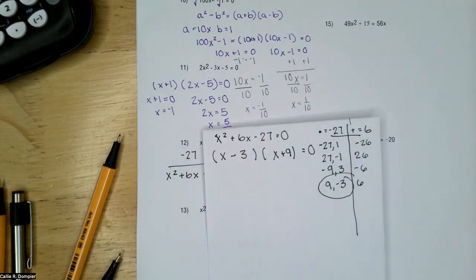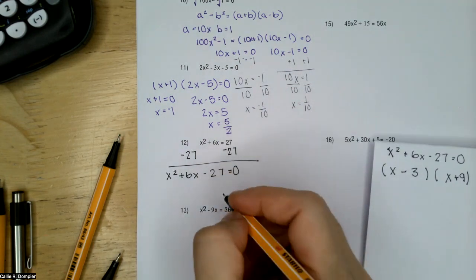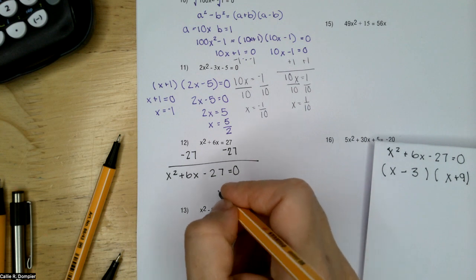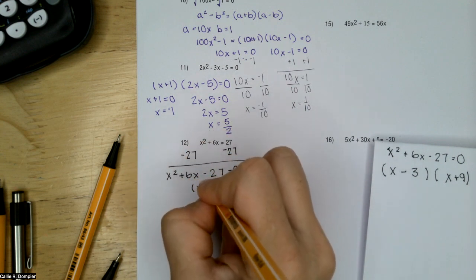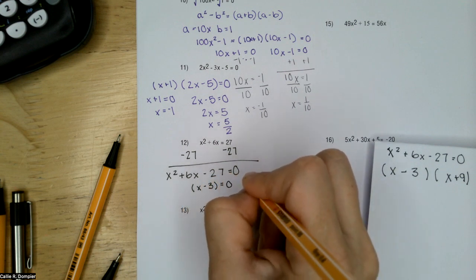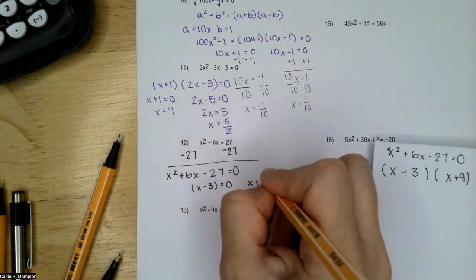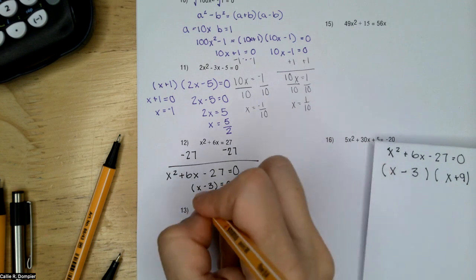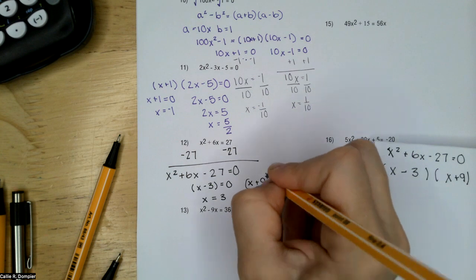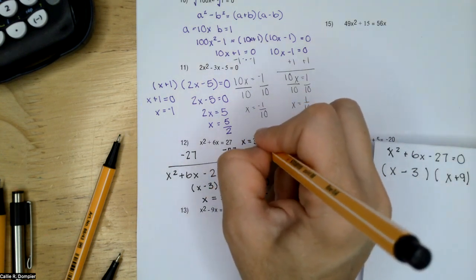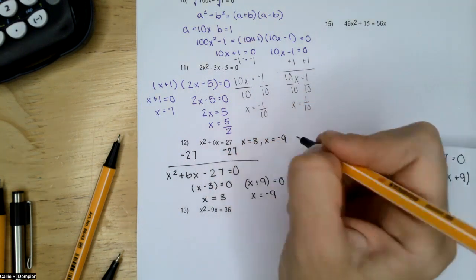And you just put it in like that. So this becomes x minus 3 equals 0 and x plus 9 equals 0. X is 3. X is -9. Good.